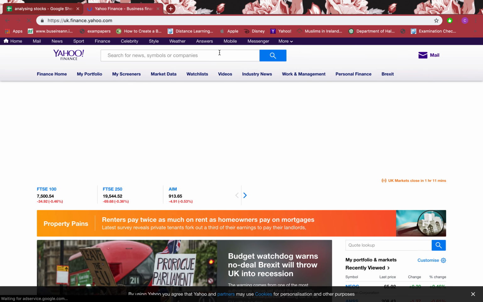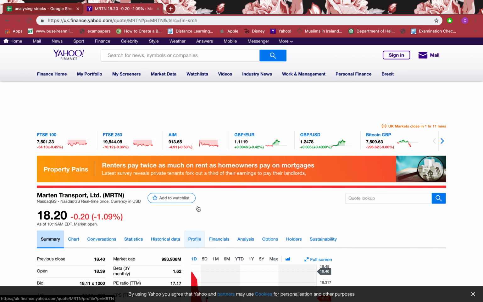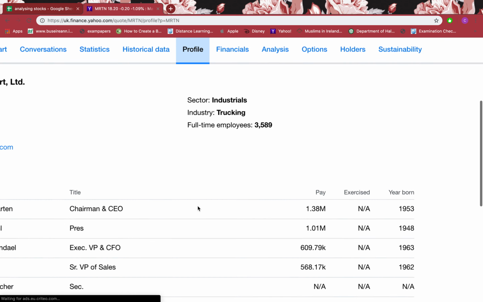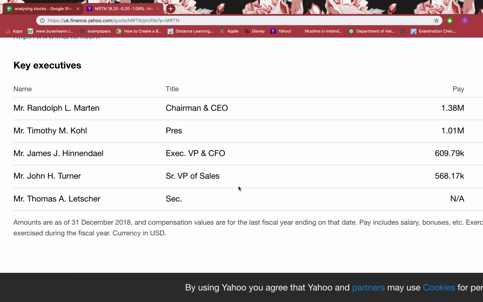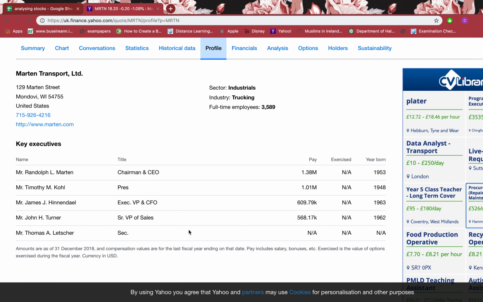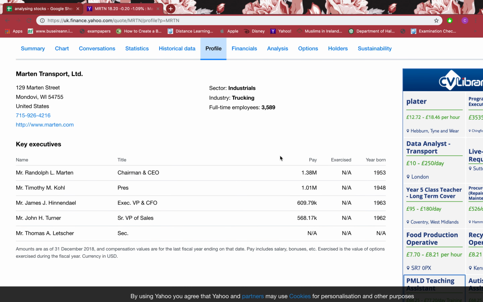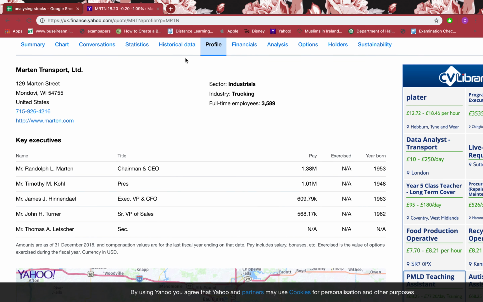Then you just go to Yahoo Finance, and I want to show you the executives as well. So I'll just click there. I will go to profile, and then I can see the sector, industry, and employees, and I can see there are 5 key executives, their titles, and their salaries. I can see that one salary is not shown, for the secretary. Maybe it's not applicable. You have to find out why it's not applicable, maybe some other website has covered it. So you need to find that out, and that's very important to know.